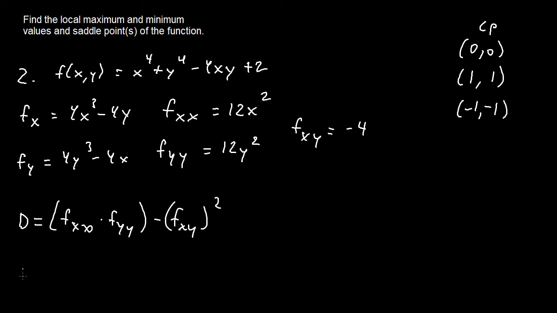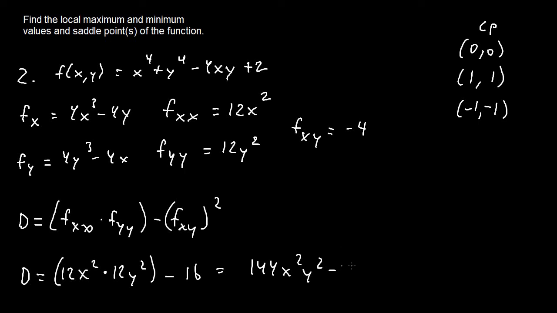So now let's calculate what d equals. Now d is going to equal f sub double x, which is 12x squared, multiplied by f sub double y, which is 12y squared, minus f sub xy squared, so negative 4 squared would be 16. So then we'll get 12 times 12, 144, x squared y squared, and then minus 16. So that is going to be the value of d.